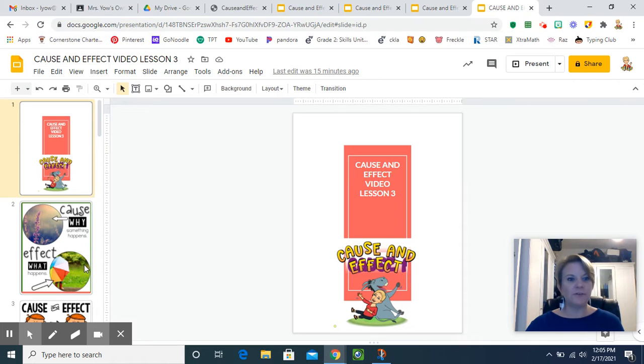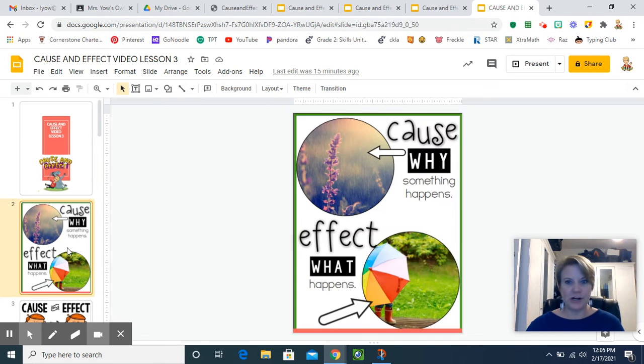So let's do a quick review of cause and effect with our anchor charts. Here is our first anchor chart. In the first picture, you can see that it has a nice rain shower happening. This is the cause. So it's why something happens. What's the effect? What is the result of it raining? The effect is that whoever is in the picture needed to use an umbrella and rain boots to keep from getting wet.